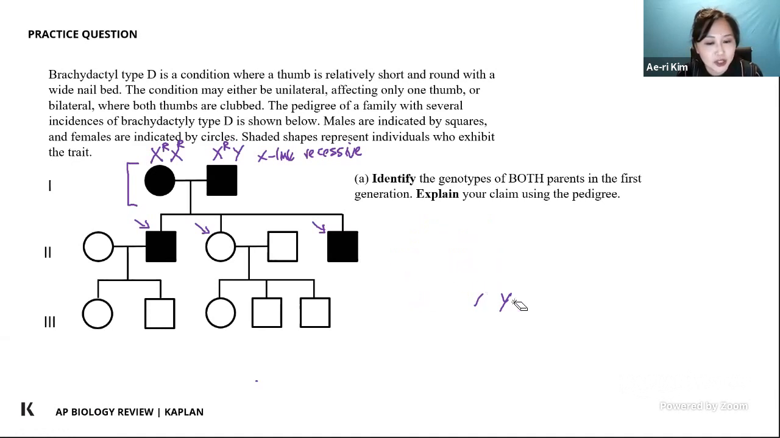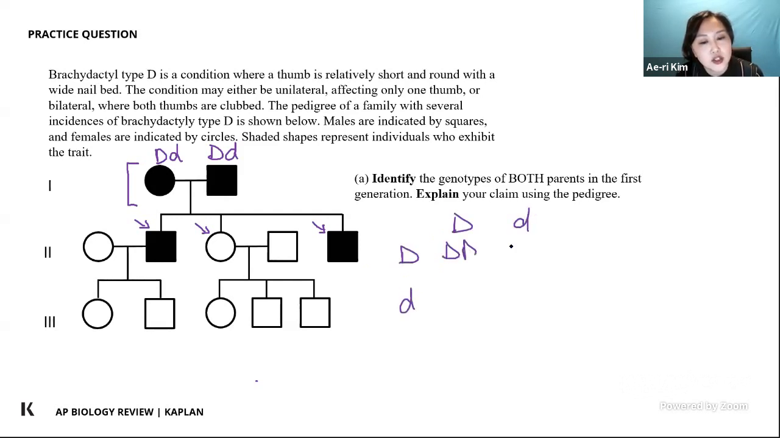Okay, so I'm going to stick with my original assumption here. I'm not going to say it's X-linked recessive. I'm going to say for sure it's not X-linked, it's autosomal dominant. So I'll show you what it looks like to show you that this is dominant. Let's say big D, little d, okay? If this is a dominant trait, I'm going to assume that they are both heterozygotes. I do the Punnett square, and you can see that 75% of them would be affected, that has the trait, and 25% of them wouldn't. So that matches essentially what we've got.